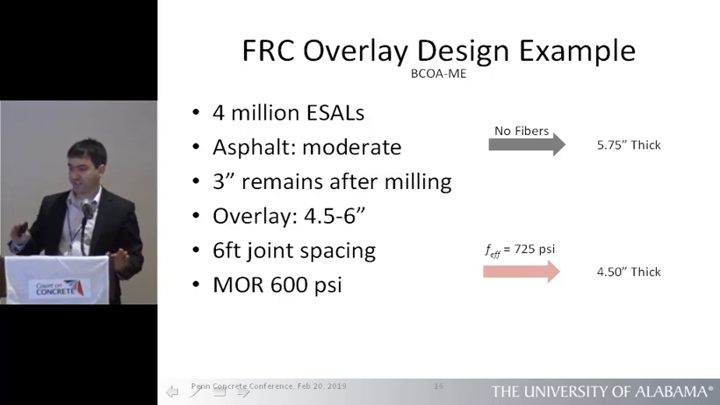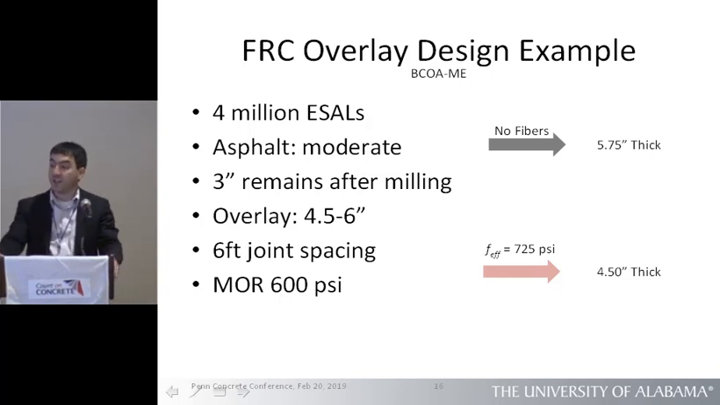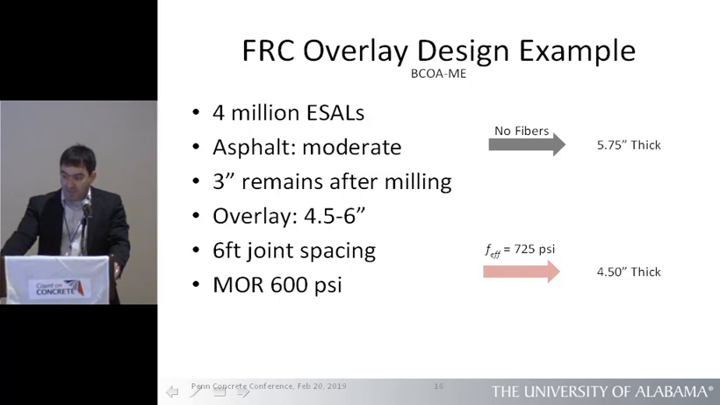As a more clear example of how this would be used, using the BCOA ME, if you have a design that's 4 million ESALs, moderate asphalt condition, you have 3-inch asphalt remaining, your overlay is between 4.5 to 6 inches, and you have relatively short joint spacing, and your target MOR is 600 psi. The BCOA ME with no fibers would tell you that the design for that overlay would be 5 3/4 inch thick.